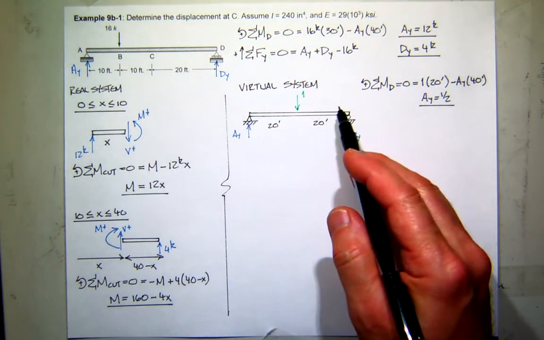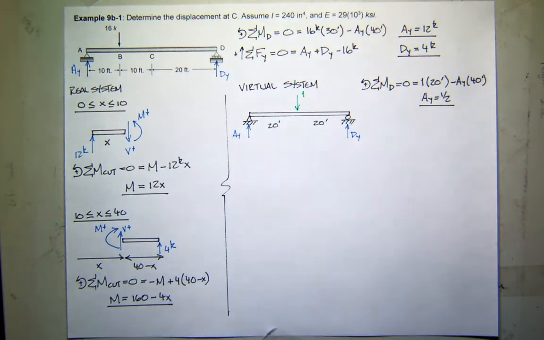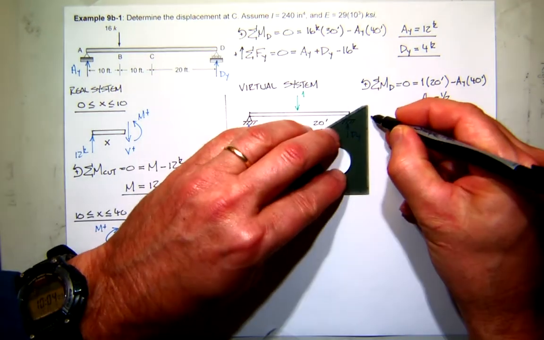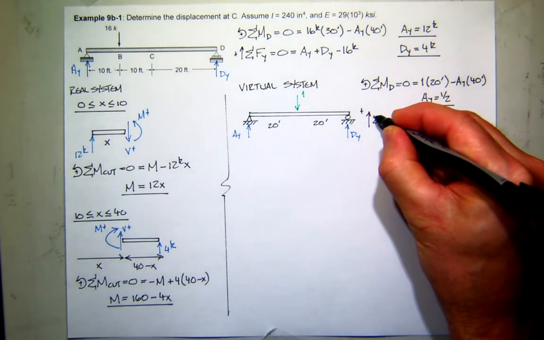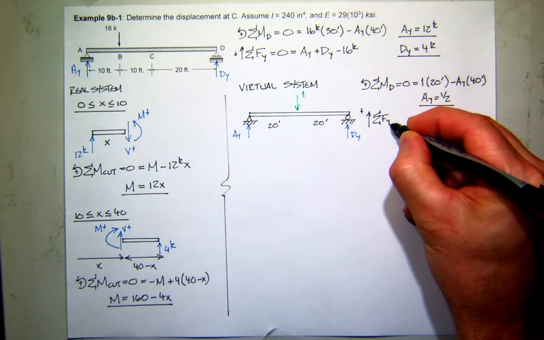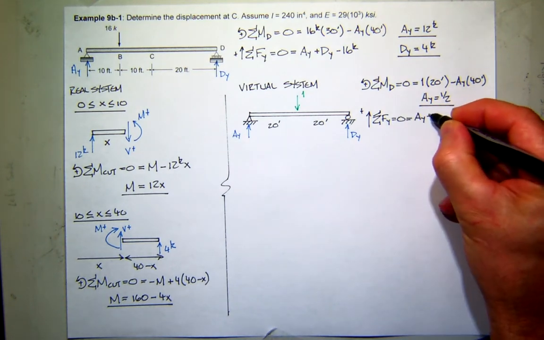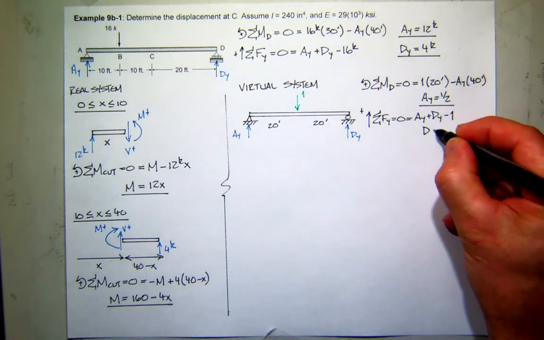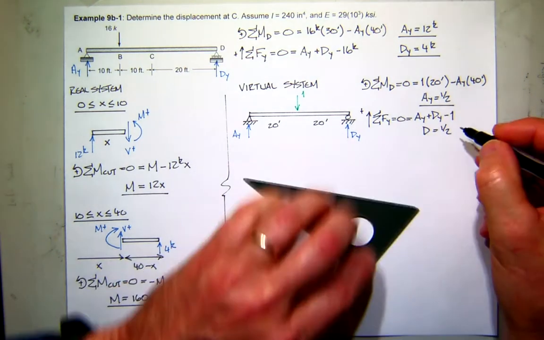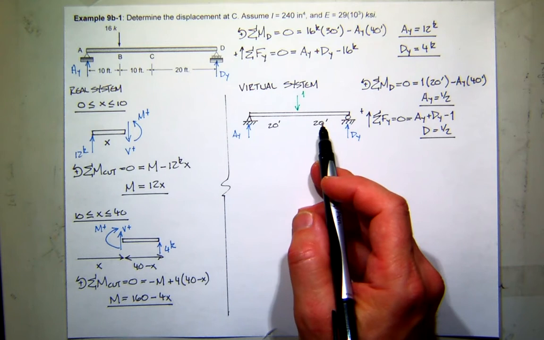A simple supported beam, a load in the middle. We expect half the load to one side, half the load to the other side. So far we've got that. And this may seem a little redundant, but we'll do it anyway. We'll go ahead and sum the forces in the y direction. So I've got AY up plus DY up minus 1. So I know DY is also a half. So far, so good?